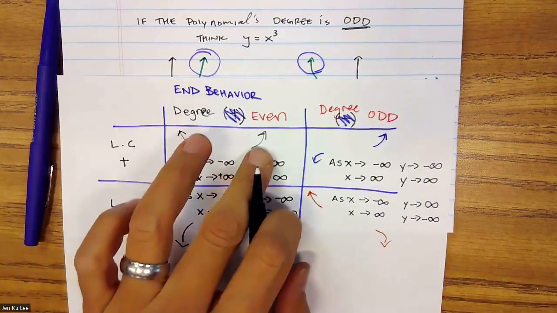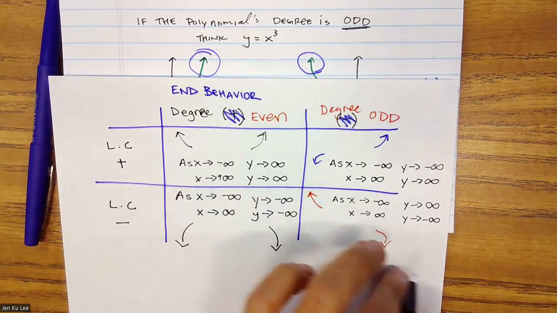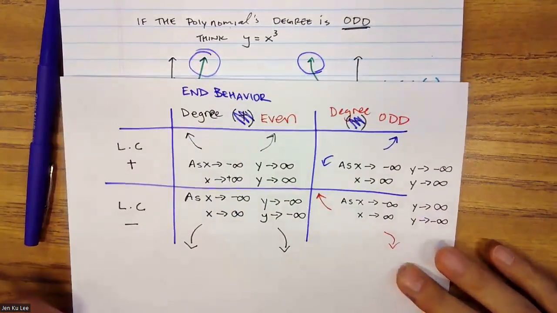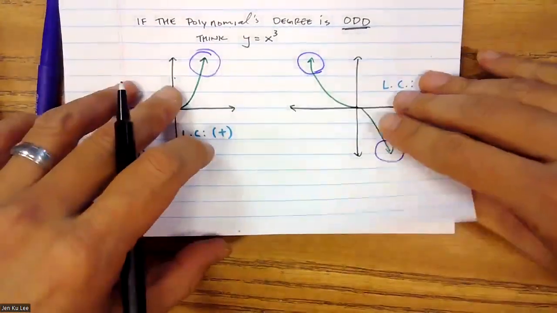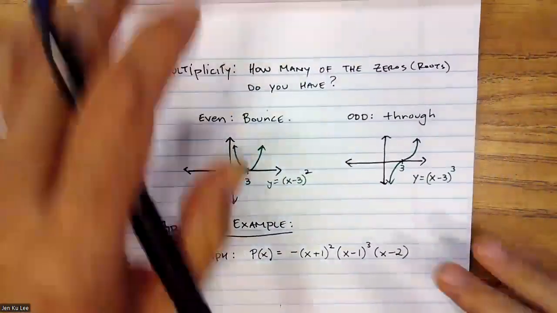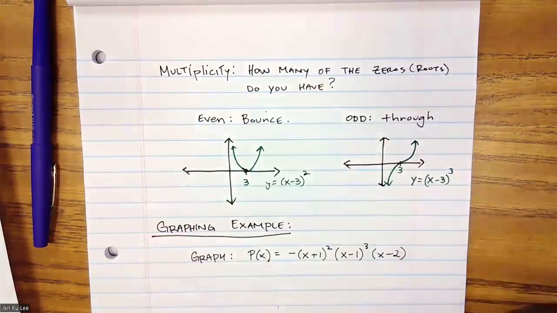So if you just know the arrows, you should be good. All right? That is end behavior. This is end behavior in a nutshell. Okay? So that's that. What else we have to talk about really quick is the multiplicity.